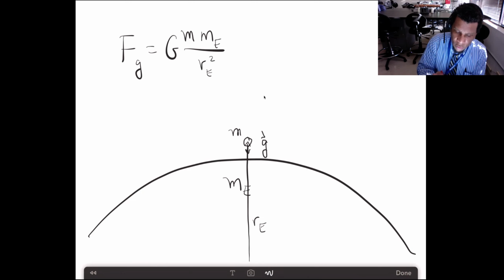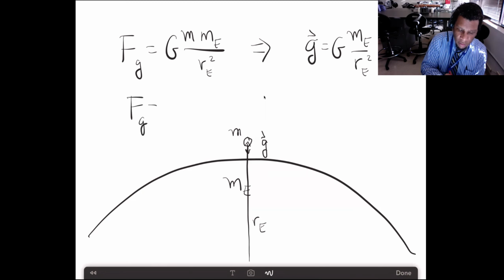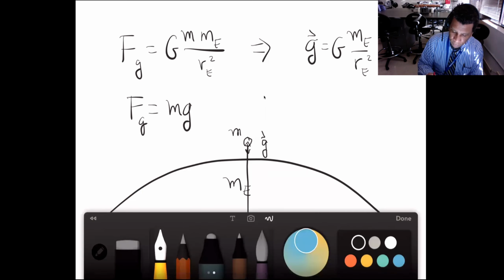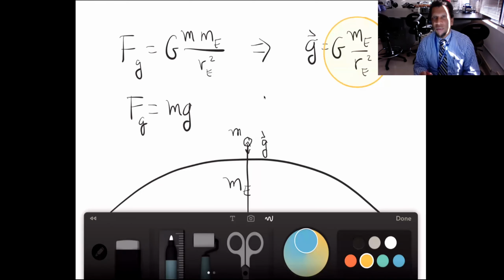So this equation implies that gravity is just equal to G times the mass of the Earth over R sub E squared. So that means we can rewrite F sub G like this: m times g. You see it goes back to a familiar formula. And this is how we're thinking about it: this number represents the gravitational field, a way we can calculate the gravitational field of an object that possesses a mass.